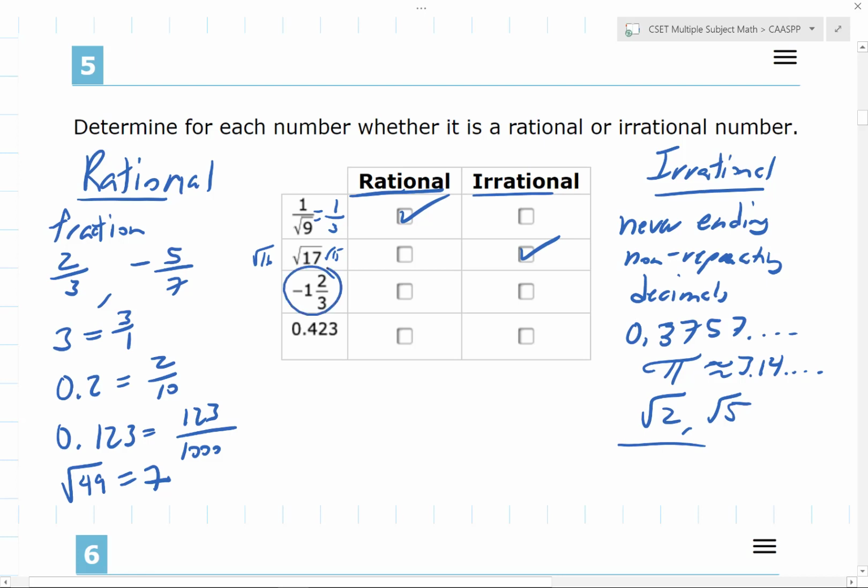That's a fraction staring me in the face, right? That's rational. This guy, it stops. I can write that as a fraction, no problem. That's tenths, hundredths, thousandths. That's 423 thousandths. That's rational. Check.